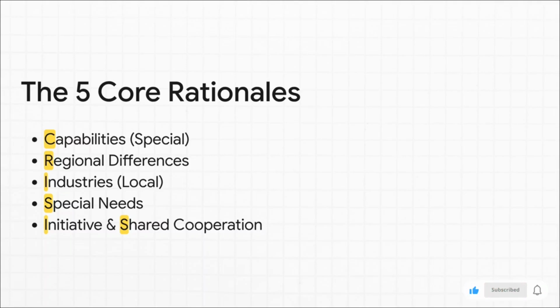Let's break it down. C is for special capabilities. Some regions just have unique skills or resources, maybe a coast that's perfect for fishing. R is for regional differences. I mean, a plan that works for the Himalayan mountains is not going to work for the deserts of Rajasthan, right? I is for local industries that depend on specific local resources. S is for special needs. Think about a district that's always facing droughts versus one that's prone to floods. And that last IS is for initiative and shared cooperation. This one's absolutely massive. When local people see a plan that gets their reality, they're so much more likely to get on board and make it a success.